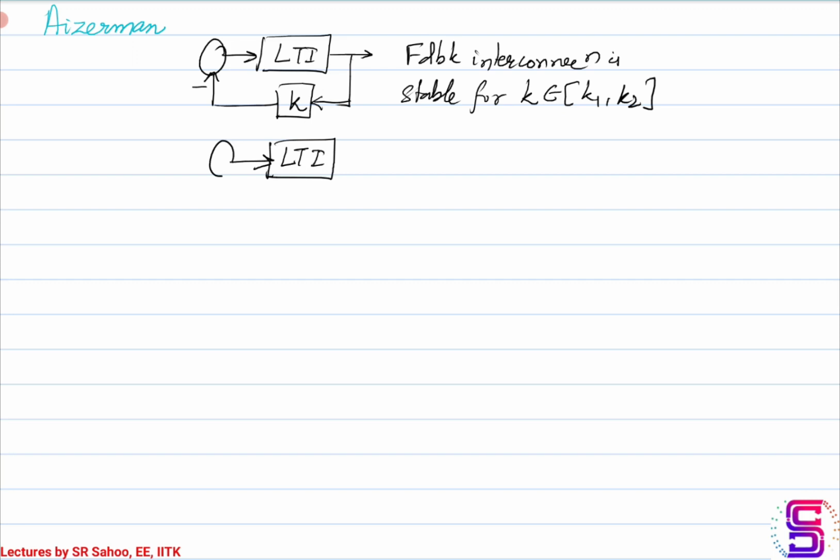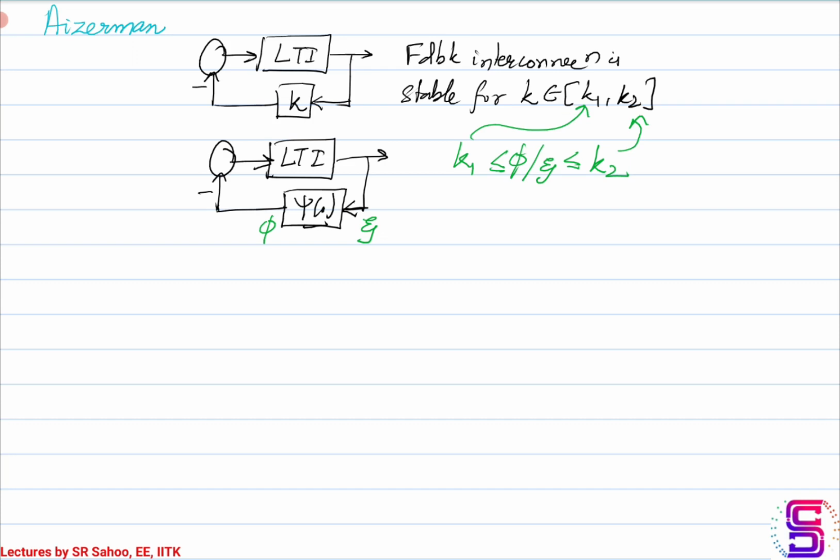the same LTI system, in feedback interconnection with a memoryless nonlinearity, which I am representing through psi. Okay, if the same feedback interconnection with the same LTI system, and in place of that constant gain, you have a memoryless nonlinearity such that phi by xi lies in the range of the same k1 and k2, then this feedback interconnection is stable.